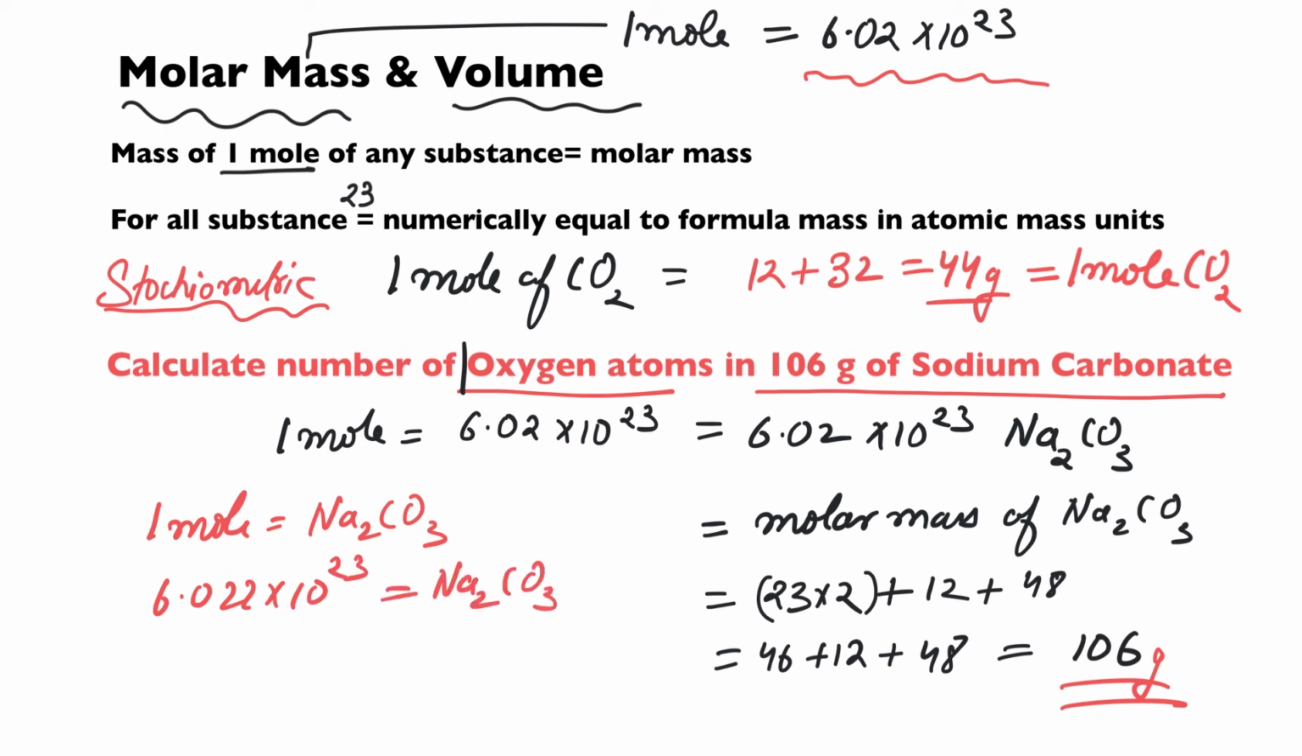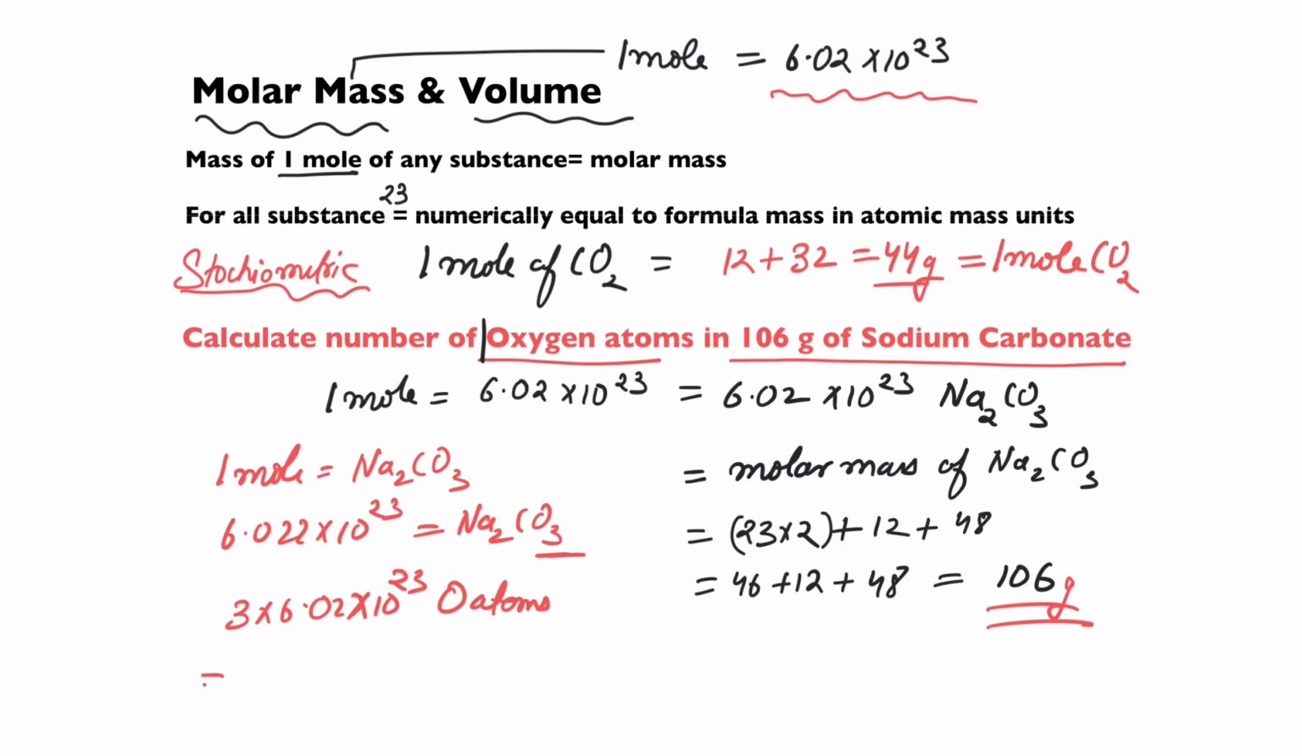Na2CO3. We have to calculate oxygen atoms. So one sodium carbonate has 3. So 6.022 times 10 to the power 23 will have 3 times 6.022 times 10 to the power 23 oxygen atoms, right? And this comes to be around, I think you are doing the maths correct, that's 18.06 times 10 to the power 23 oxygen atoms. I hope this makes sense.